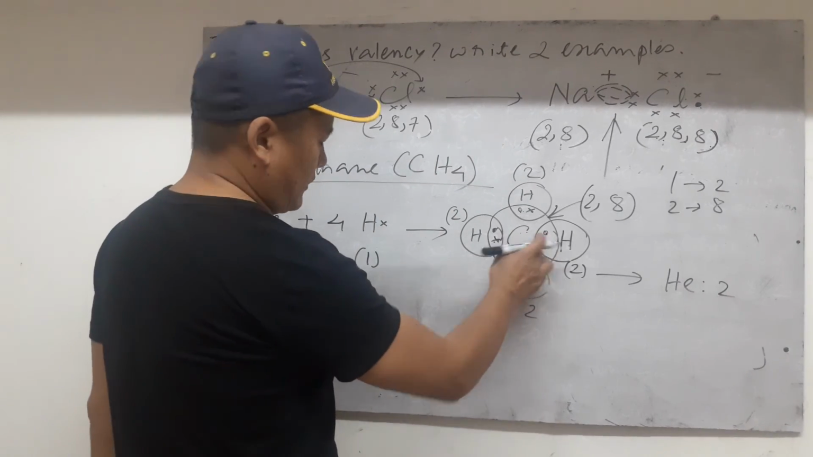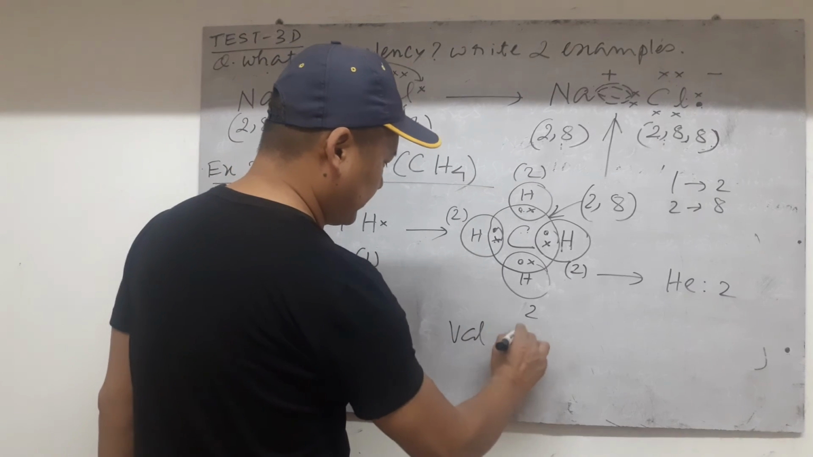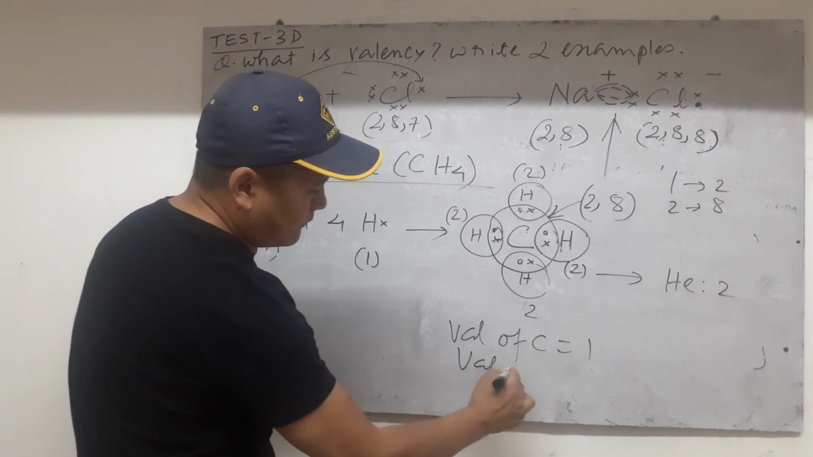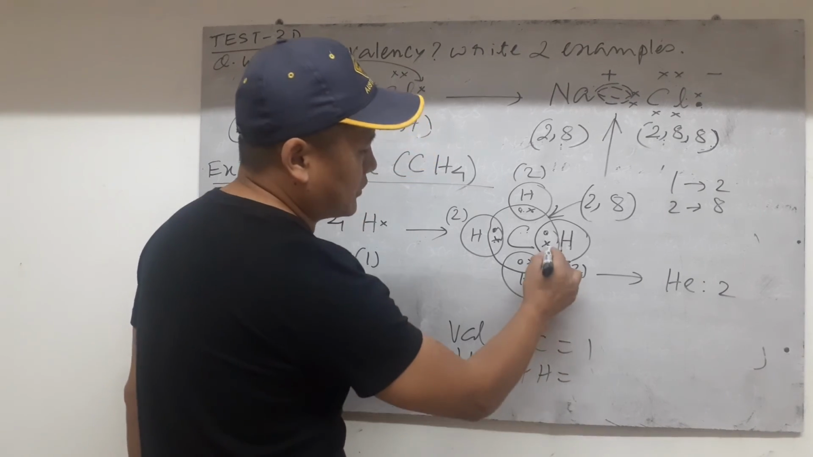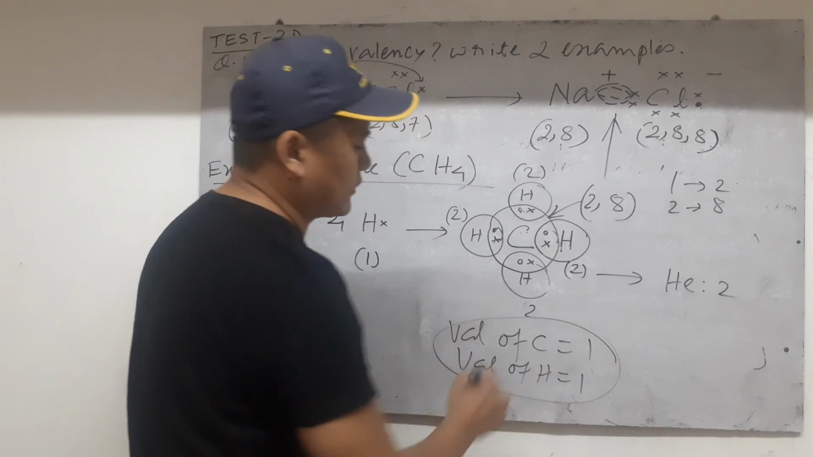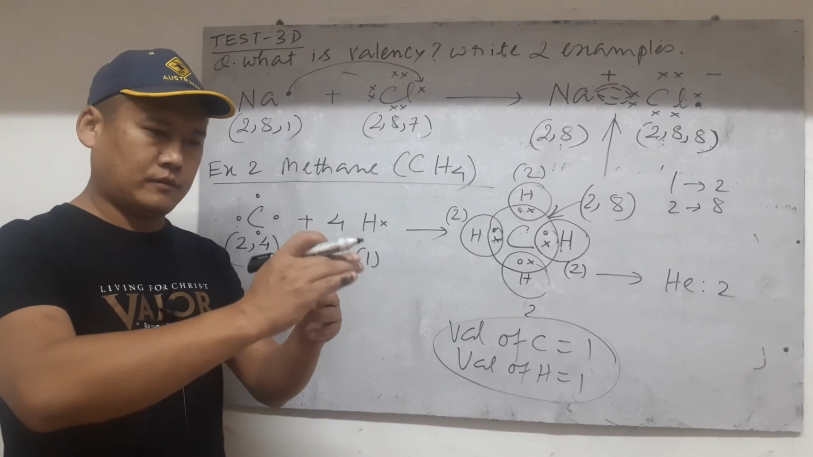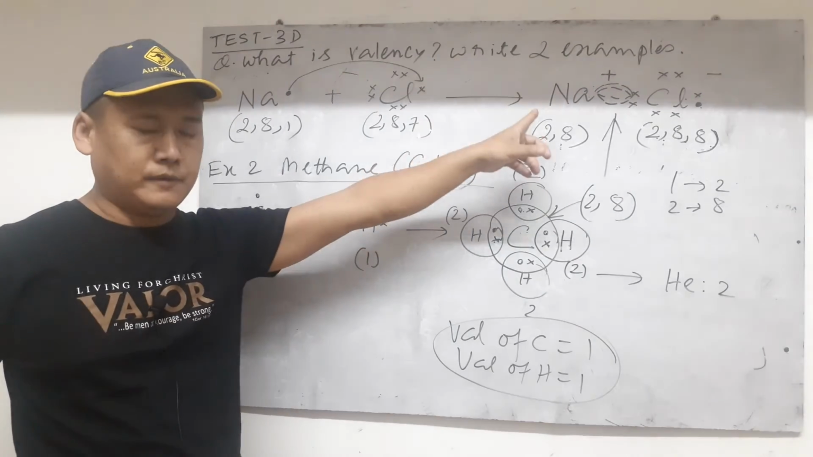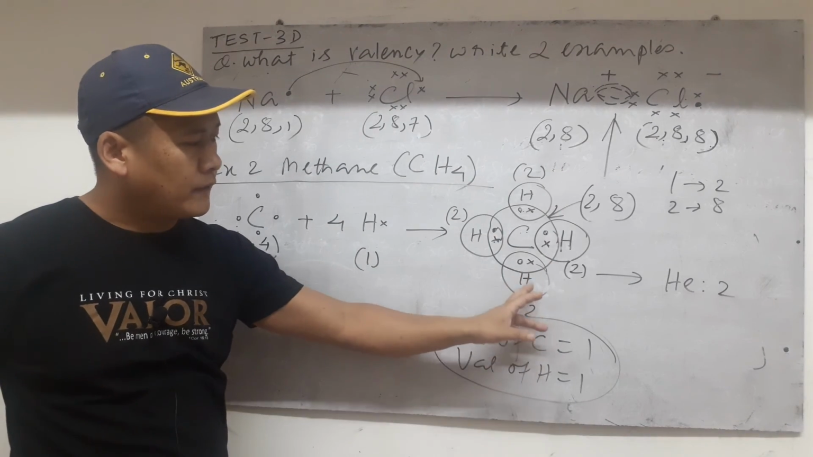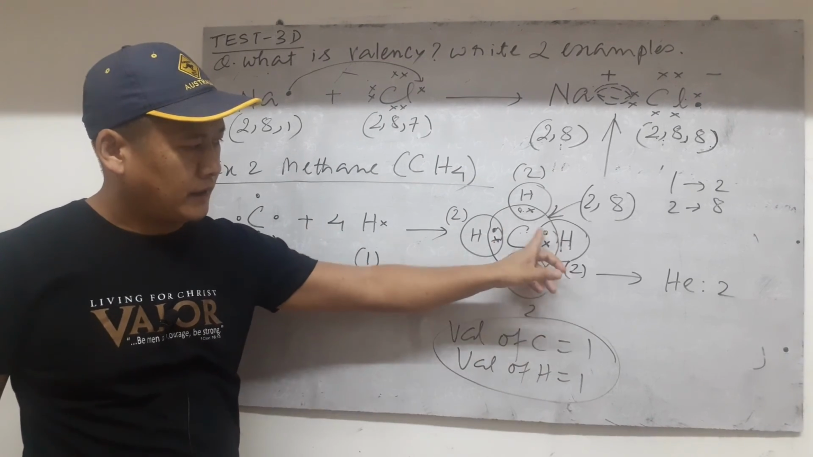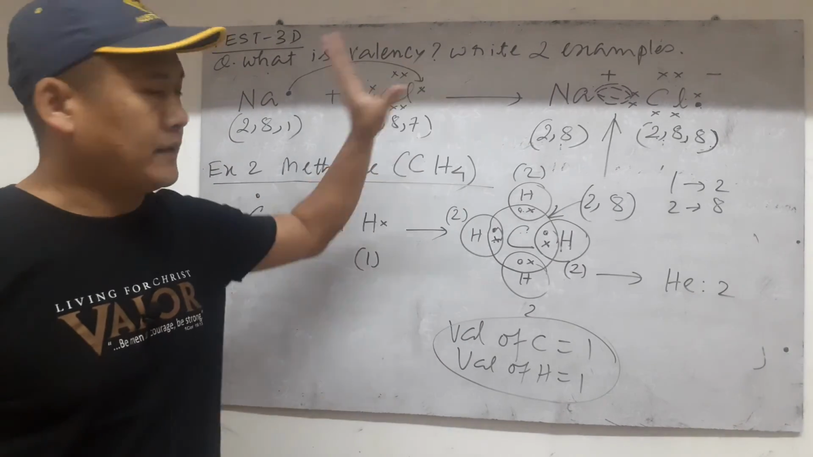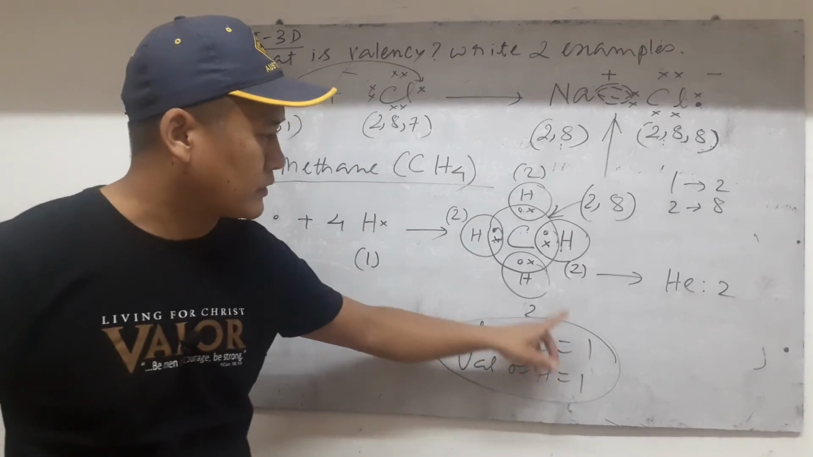Each hydrogen shares 1, so the valency of hydrogen is 1. So the number of electrons gained or lost, like in the case of chlorine and sodium atoms in the previous one, and here the number of valence electrons shared, like in the case between carbon and hydrogen, to form a compound, is called valency.